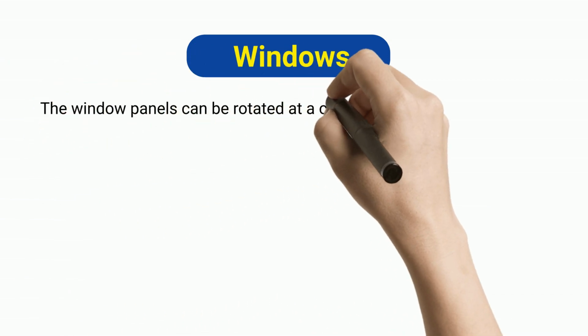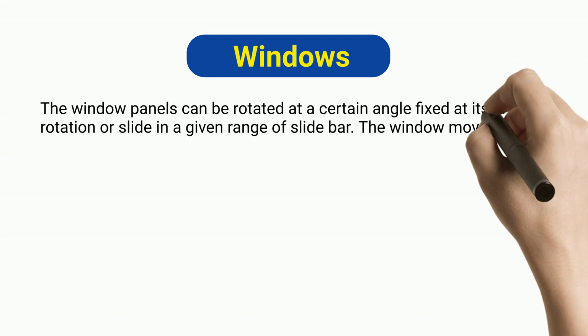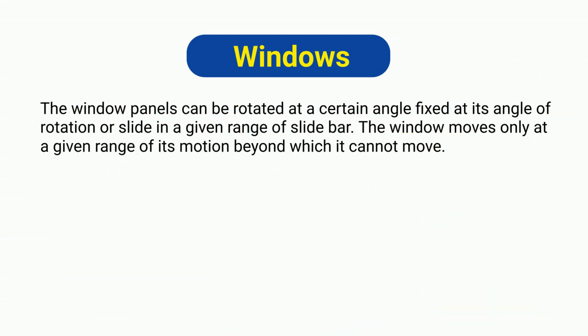Windows. The window panels can be rotated at a certain angle fixed at its angle of rotation or slide in a given range of slide bar. The window moves only at a given range of its motion beyond which it cannot move.